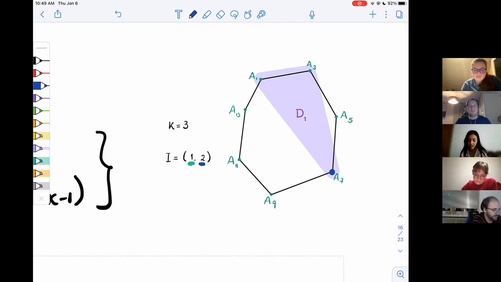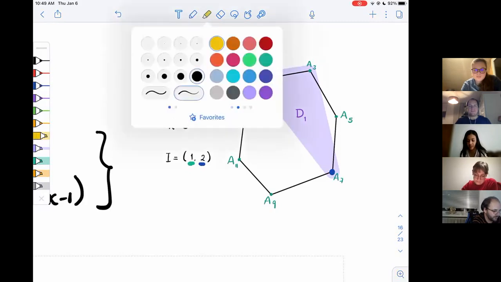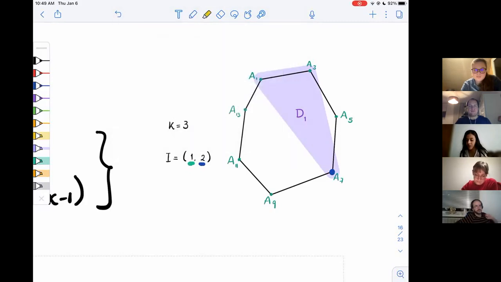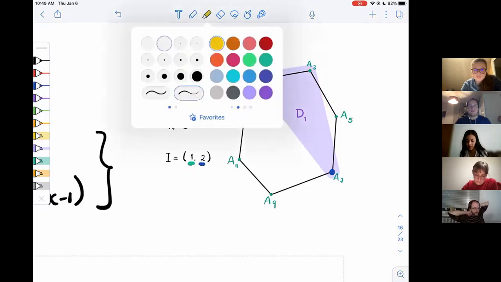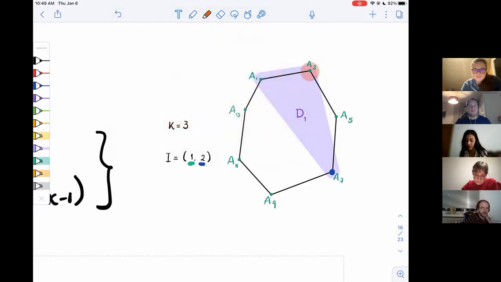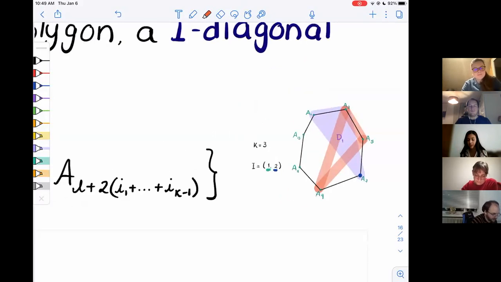And then D3, for instance, would be: I start in A1, then I jump, maybe this was not the best color. Let me try this one. I started here in A3, right? And then the 2 tells me I jump to A5, and then from A5, I jump all the way to A9. And these 3 vertices span the new diagonal D3, and so on. Okay, so that's what this first sub-index is telling you, how to construct these diagonals.